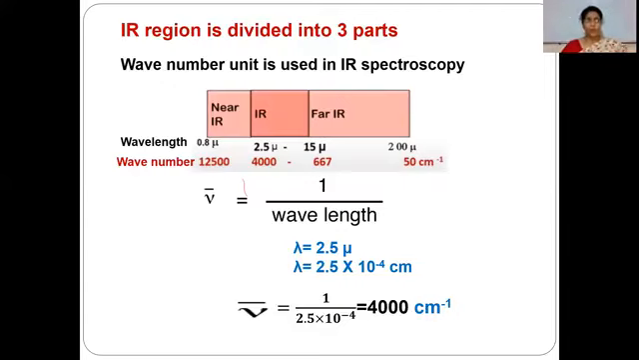As in UV visible spectroscopy, the wavelength unit is used or recorded. In IR spectroscopy, the wave number unit is used. If we want to convert wavelength values into wave number, we can convert wavelength by using this equation into the wave number.